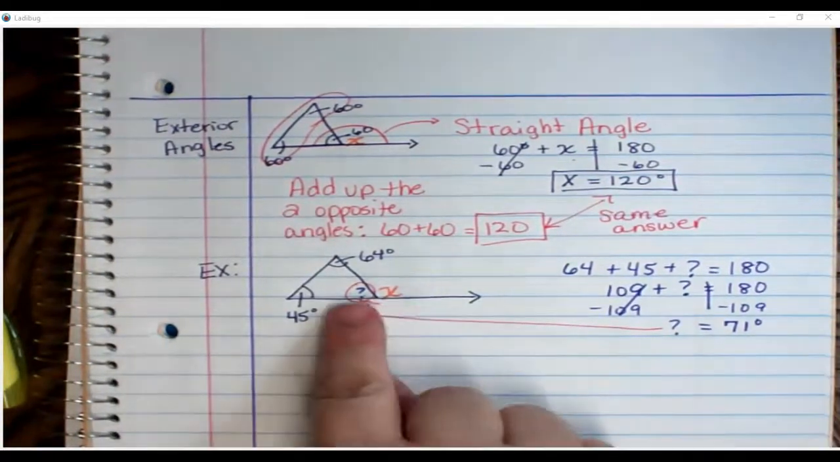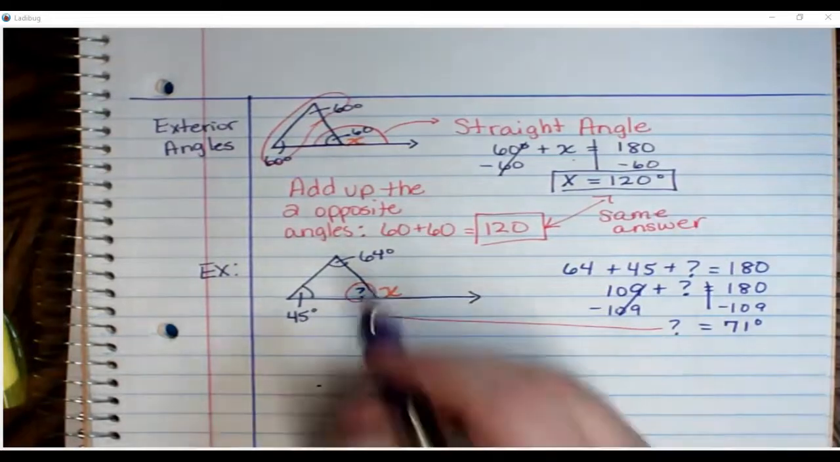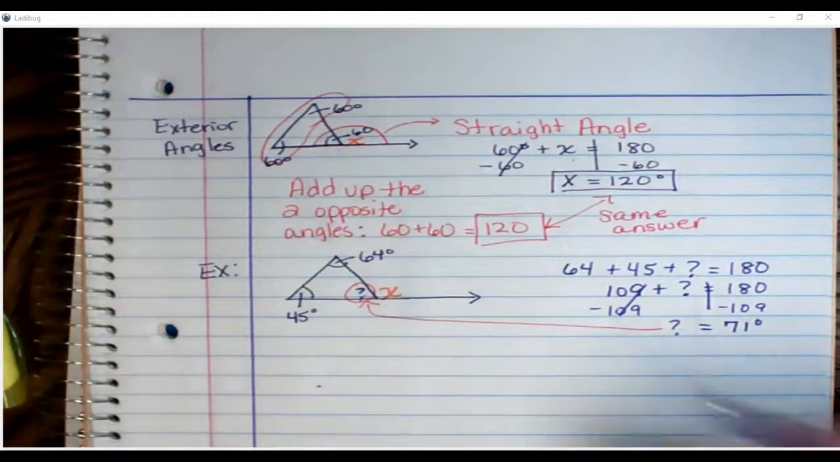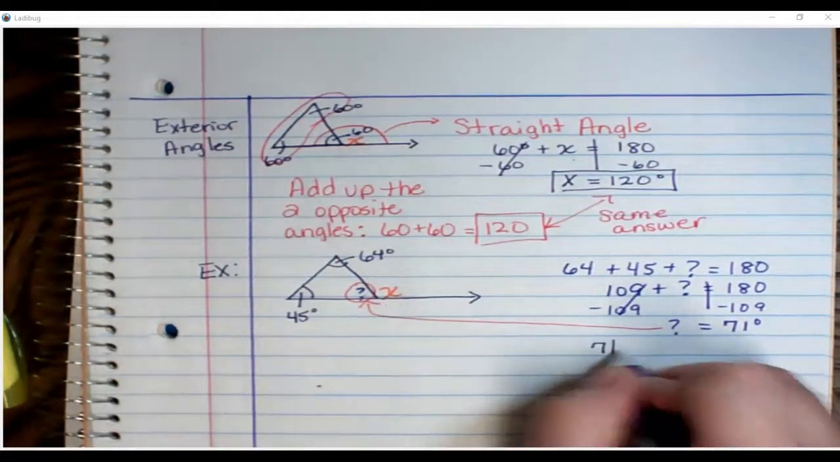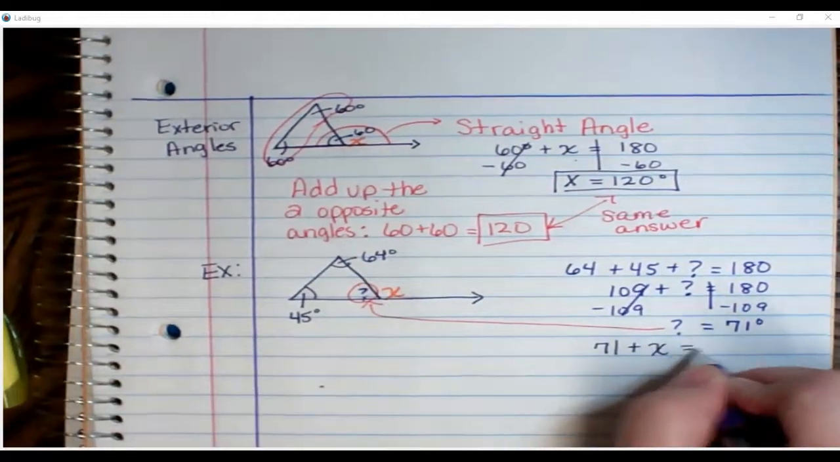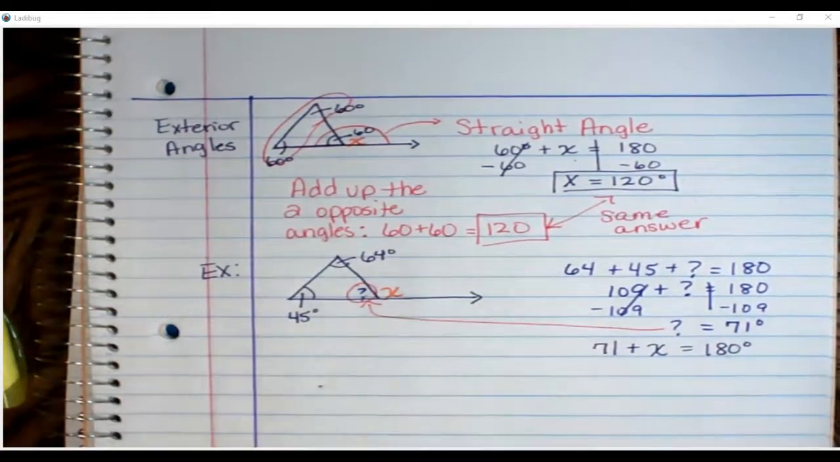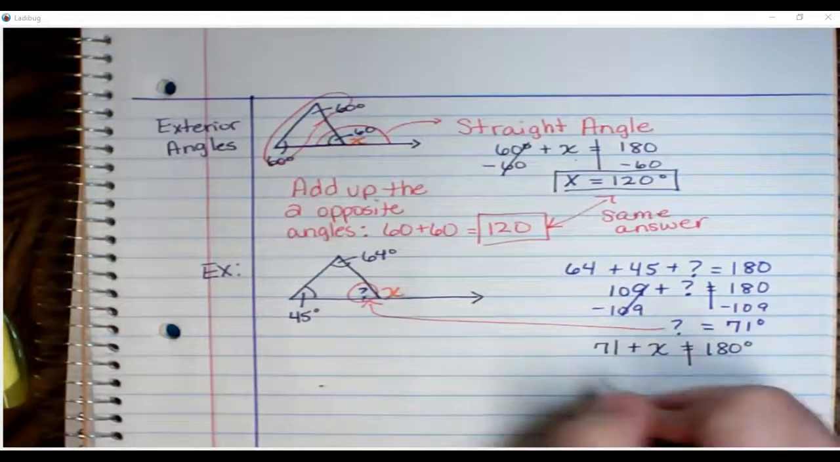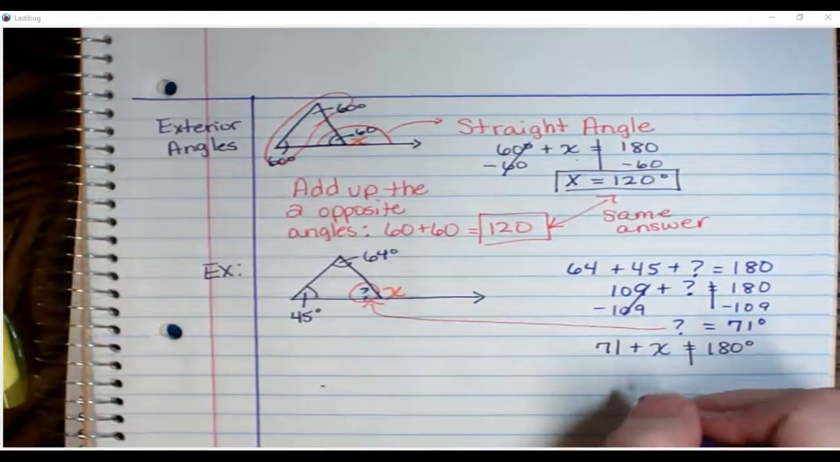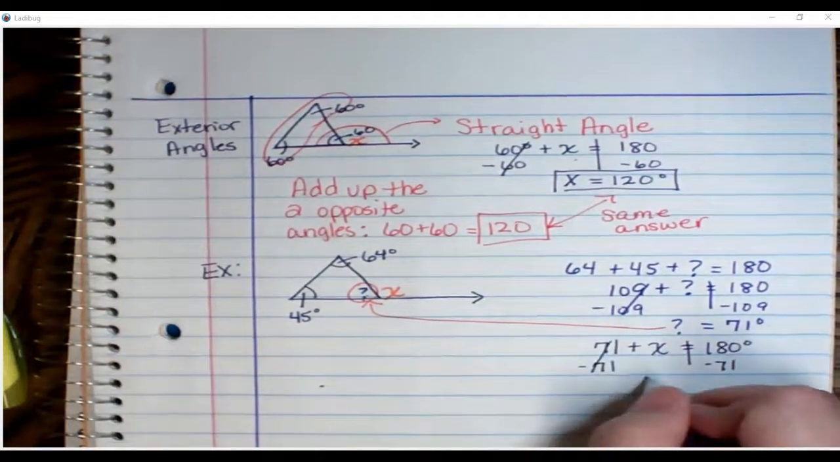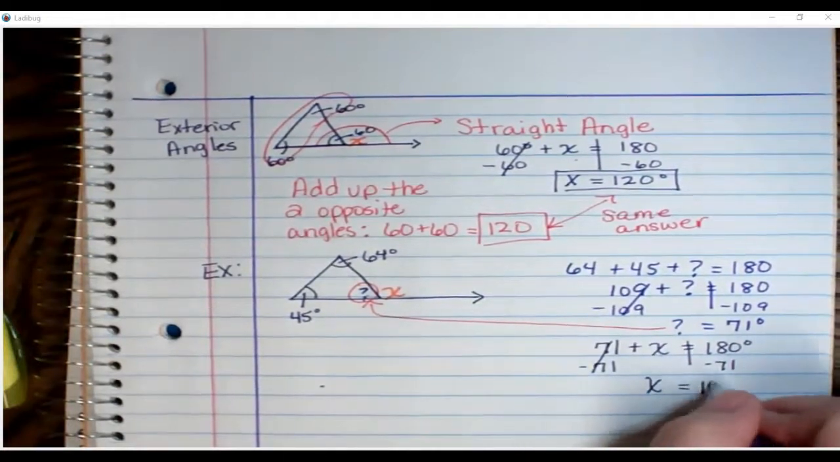Now, if I know that that's 71 degrees, I know 71 plus X makes that straight line. So I could say 71 plus X has to equal 180 degrees, that straight angle. Again, we're solving, trying to get X by itself. Minus 71 from both sides. X is equal to 109.